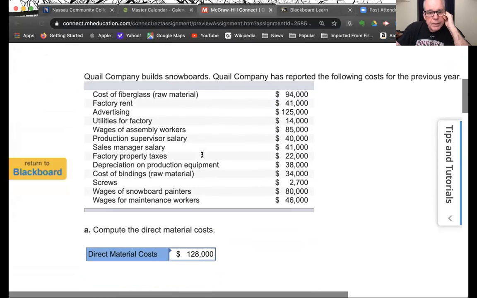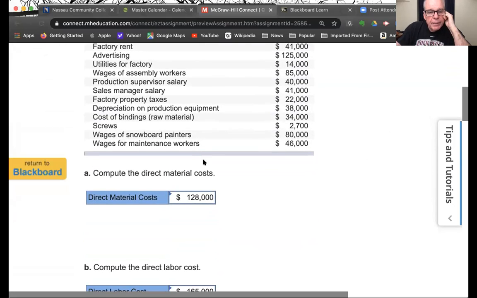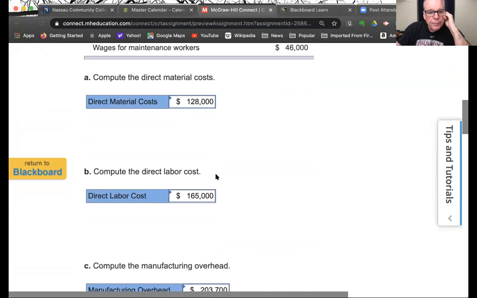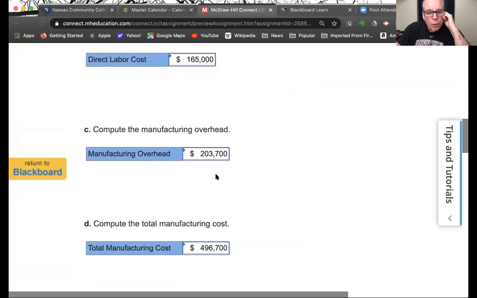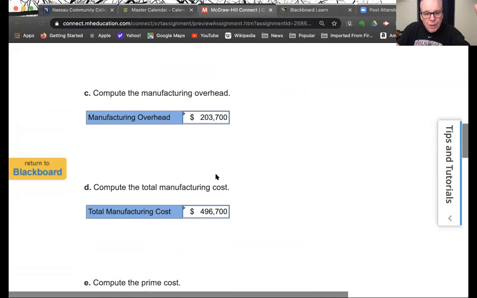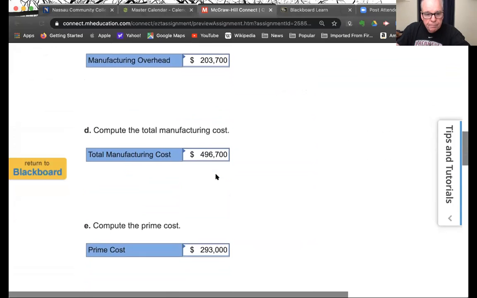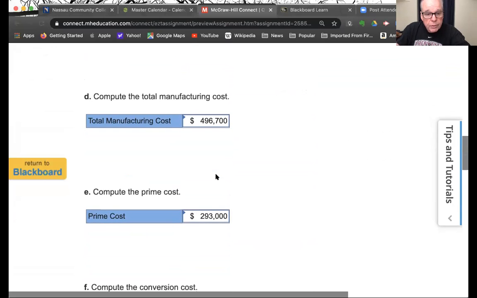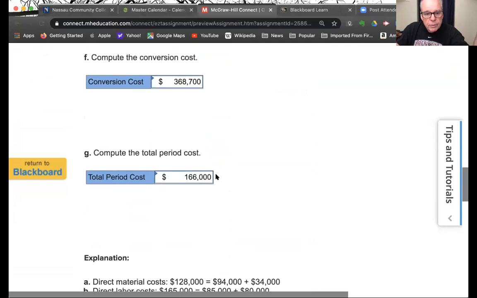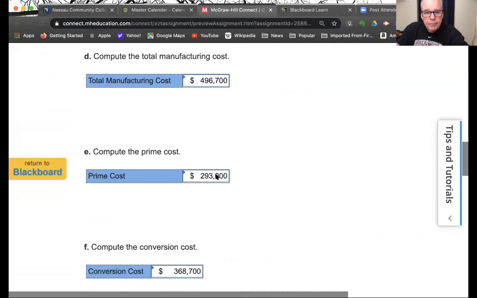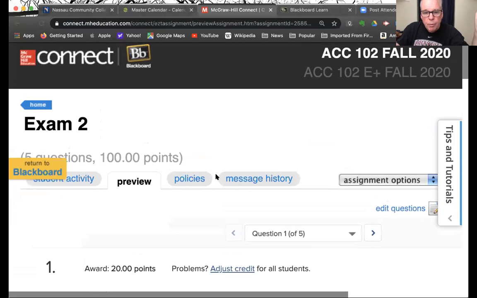But here's an example. They want you to calculate direct material, direct labor, and overhead. The total manufacturing cost, which you just add the first 3. The prime cost, the conversion cost. Now, these are all things we did in the last chapter, right? We talked about those. The period cost, right? So that's, I think we did 2 problems at least in the last chapter like that.